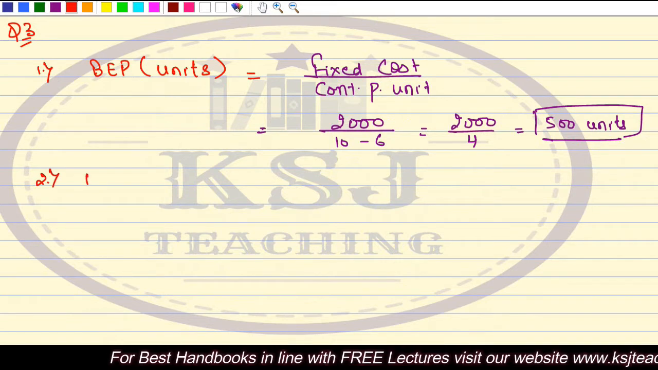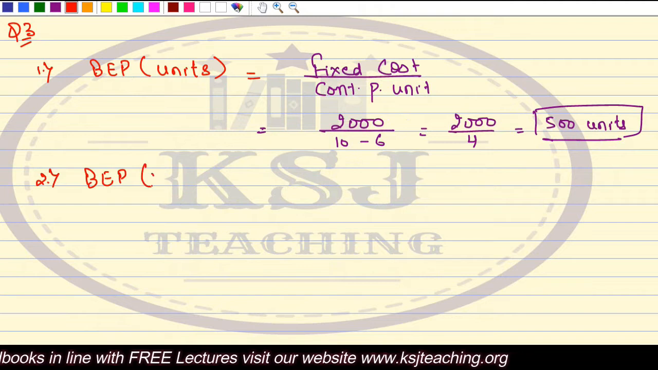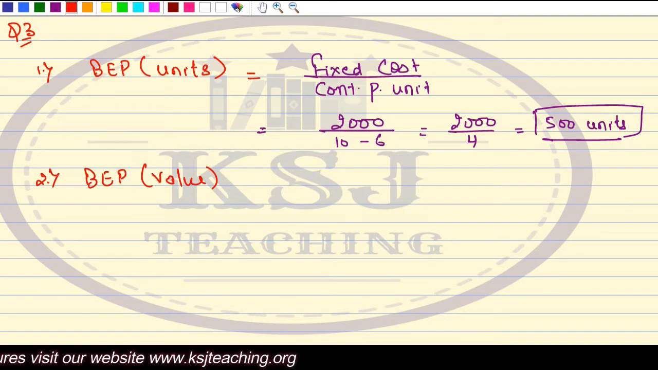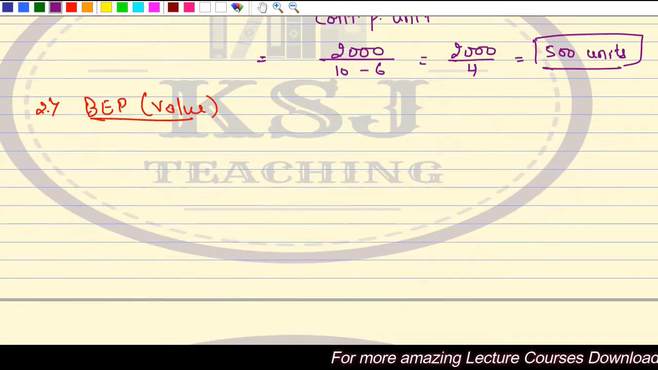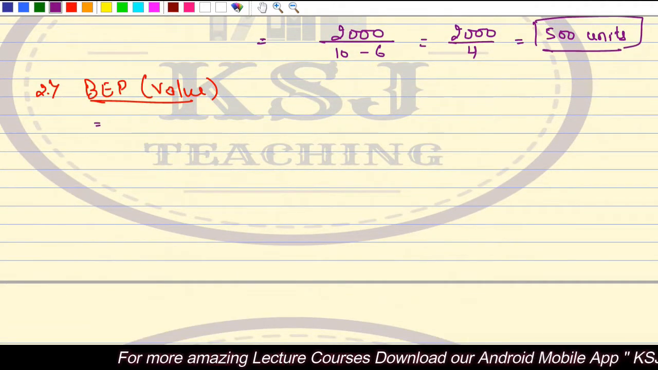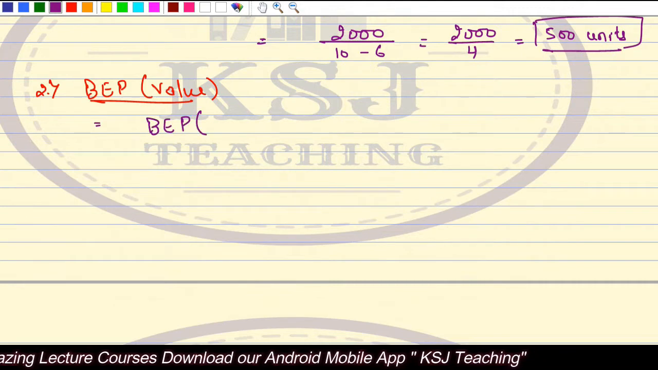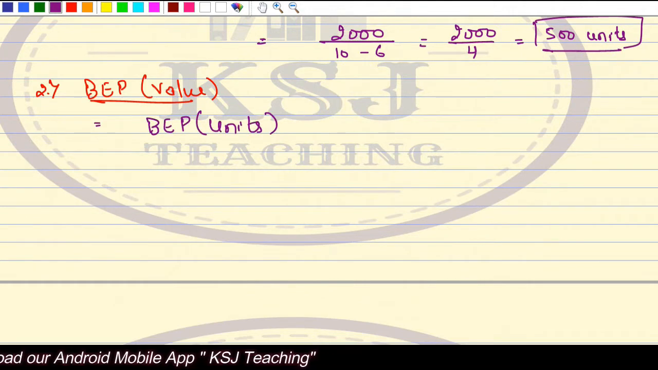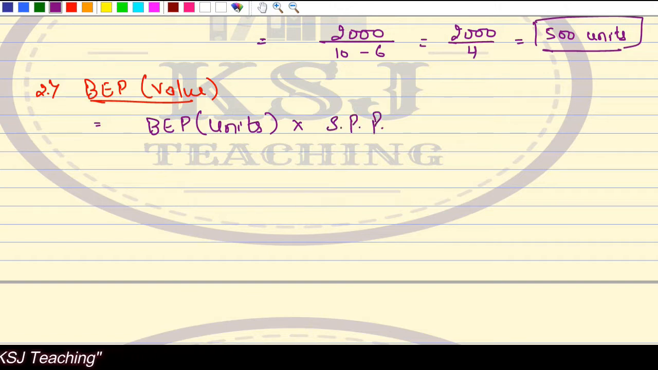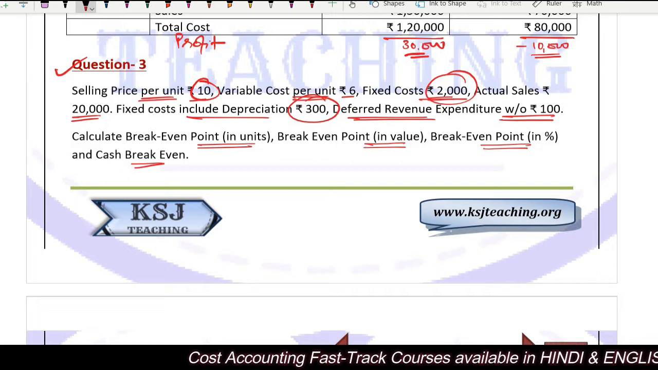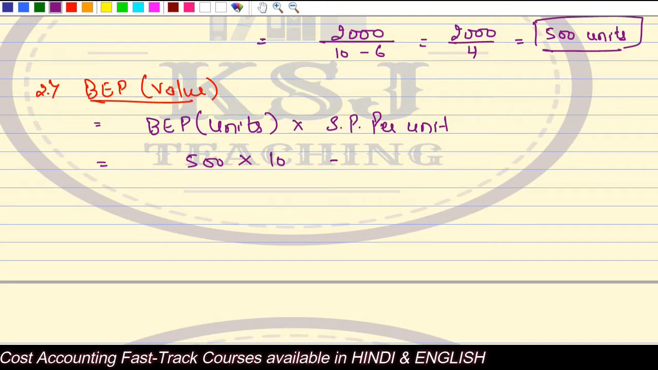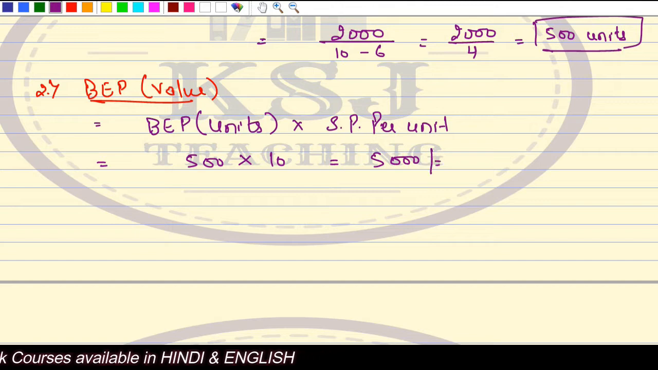Now, let's calculate the break-even point in value. Second, we have break-even point in value. Now we'll do it by the various methods. We have already discussed the various methods. So the first way of doing it is break-even point in units multiplied by selling price per unit. Break-even point in units, you have calculated 500, multiplied by selling price per unit, that is 10 rupees. So your break-even point in value is 5,000 rupees.